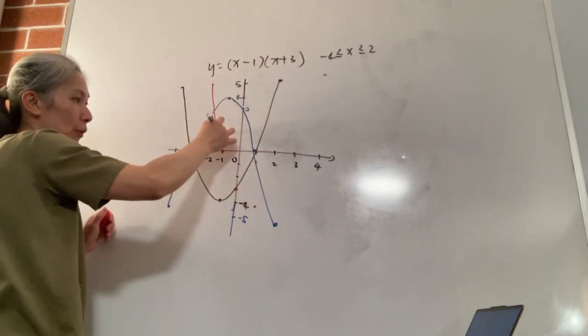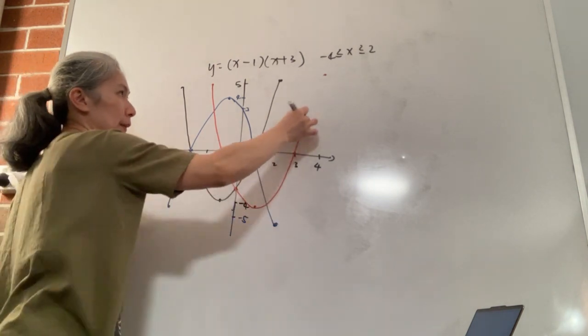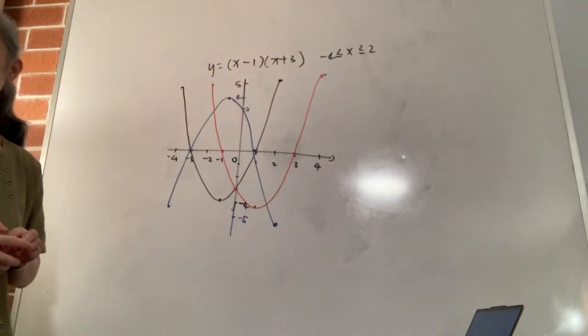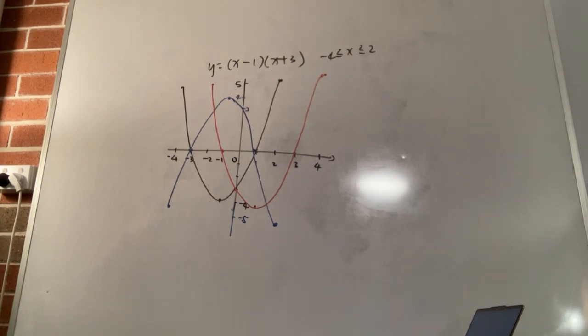So let's draw that. Yeah, this. So there's a left to right, and then you have upside down again.